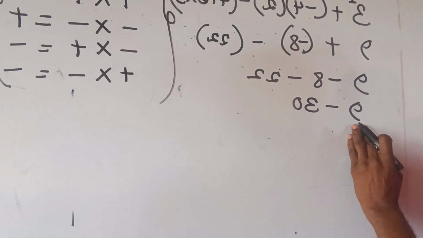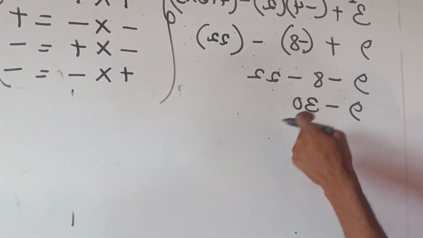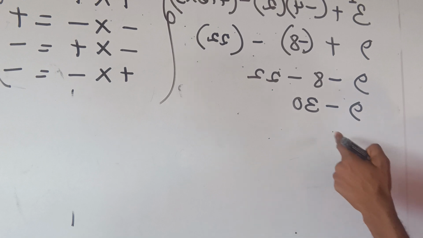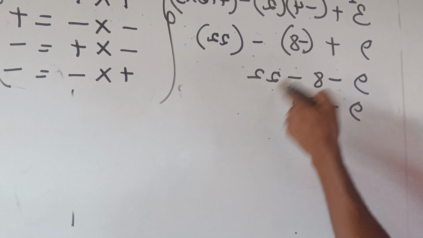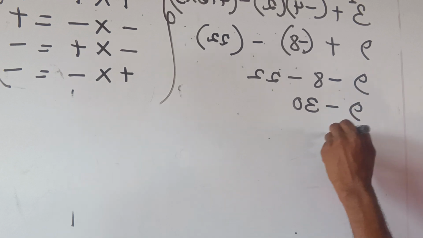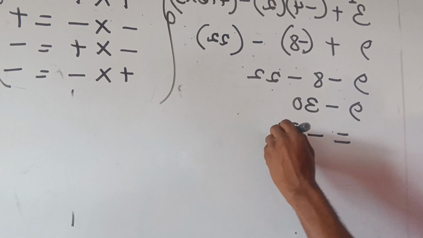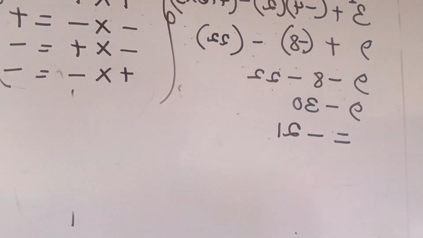But I have 9 naira with me. So after making that payment of 9 naira, I will still be owing, because the amount I'm owing is much more than the amount I have. So 9 minus 30 will give me minus 21. So that is minus 21 for that example 5.